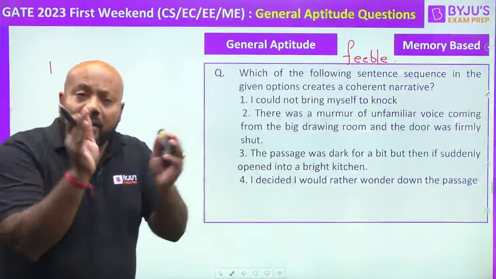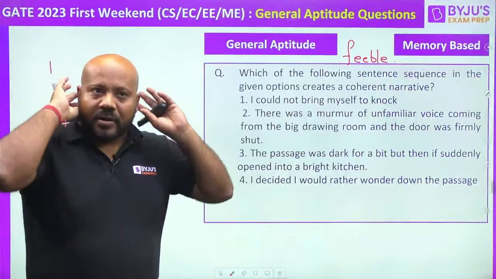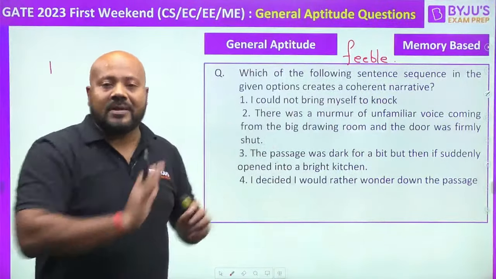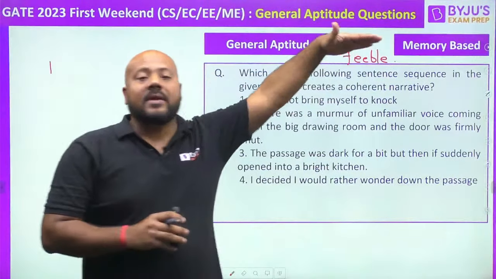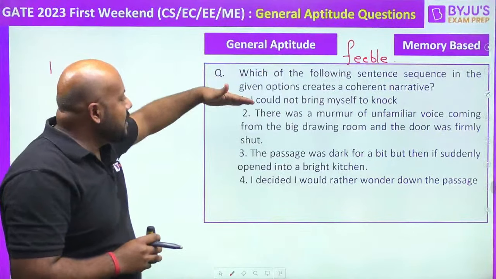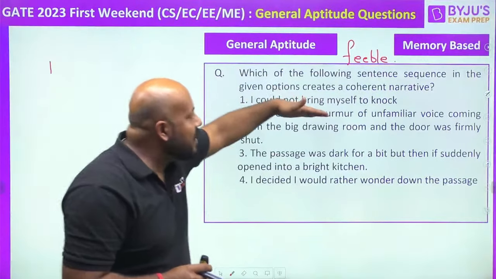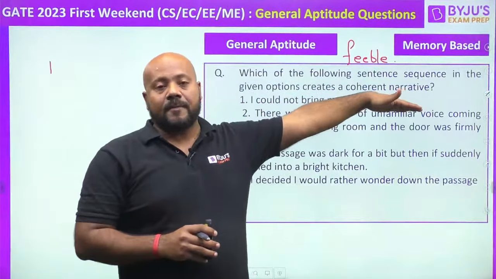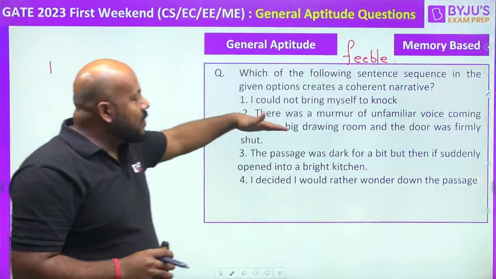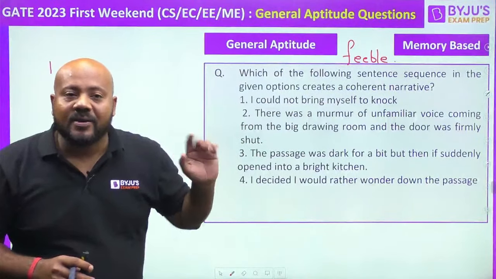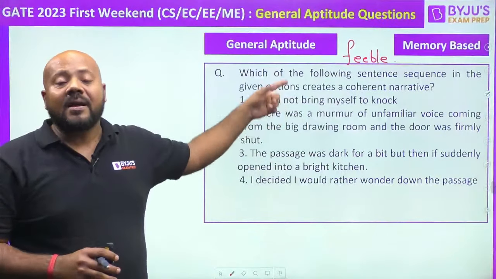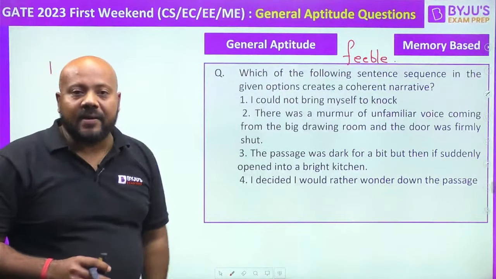Feeble means very low intensity noise is coming. You are not able to understand clearly, but there is some noise coming from inside. So the reason why I could not bring myself to knock the door was a murmur of unfamiliar voices coming from the big drawing room and the door was firmly shut. You got the answer. So there is a logical coherence in the narrative.